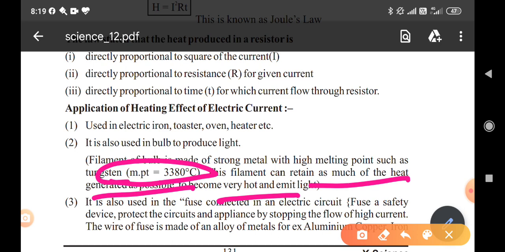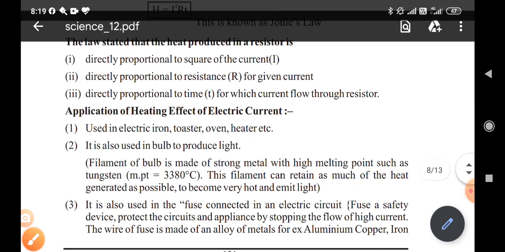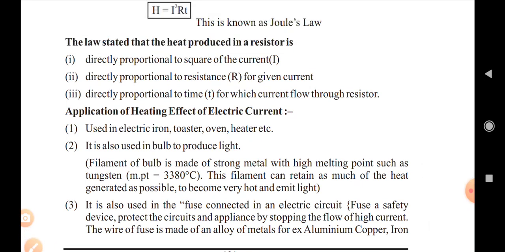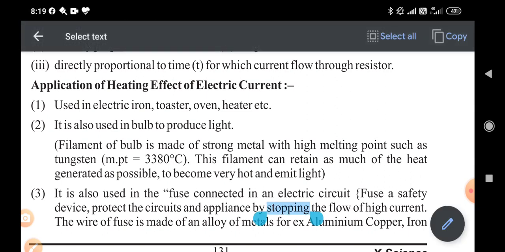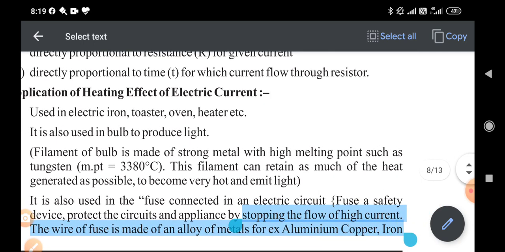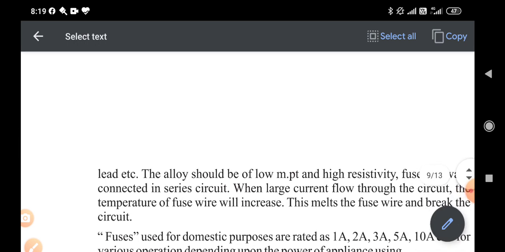It is also used in the fuse connected in an electric circuit. A fuse, a safety device, protects the circuit and appliances by stopping the flow of high current. The wire of a fuse is made up of an alloy of metals, for example, aluminium, copper, iron, lead, etc. The alloy should have a low melting point and high resistivity.